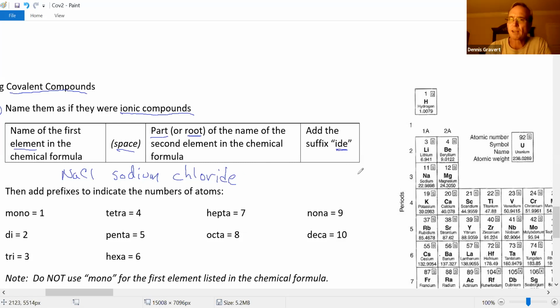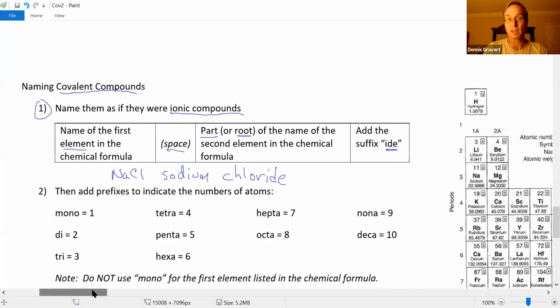Oh, transition metals. Remember, if you grab the name of a transition metal, for ionic compounds only, you need to report the charge of the cation as a Roman numeral. Cool.